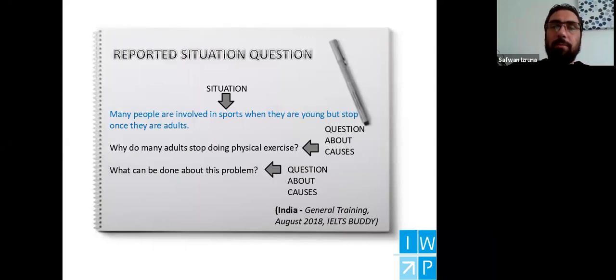So here we have, many people are involved in sports when they are young, but stop once they are adults. So this is kind of problematic because people are athletic and so on, and then they stop exercising. So here we have a question asking for the reasons. Why do adults stop physical exercise? What can be done about this problem? Okay, so causes, reasons, and solutions.